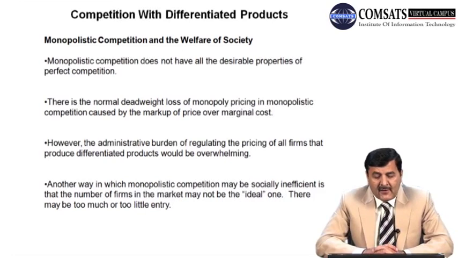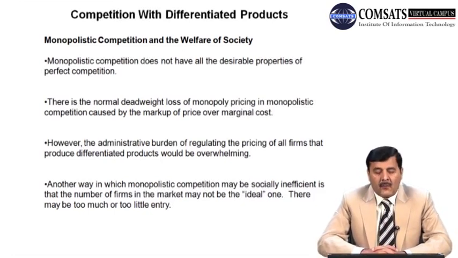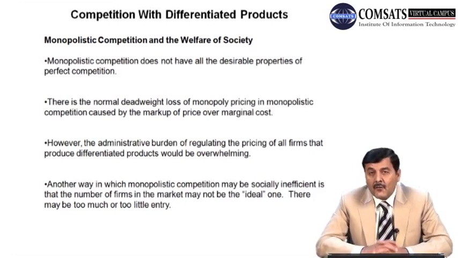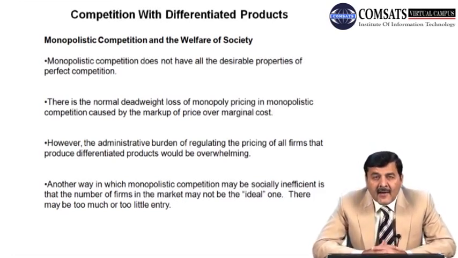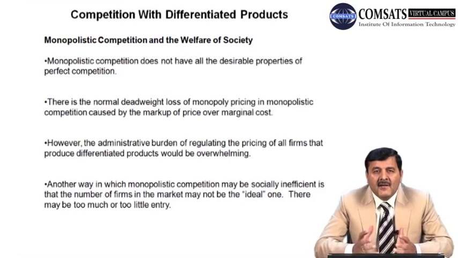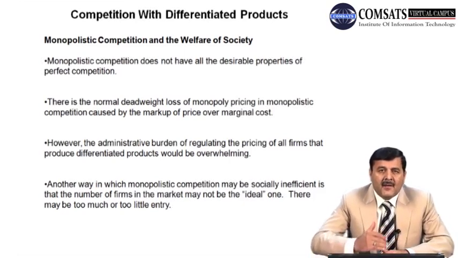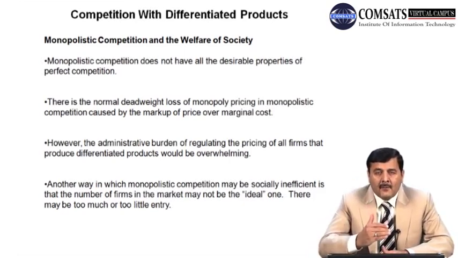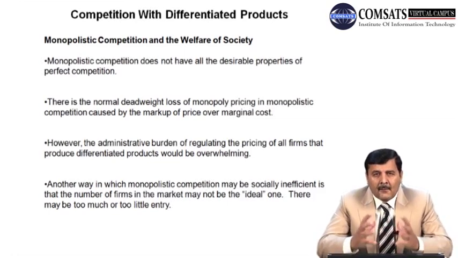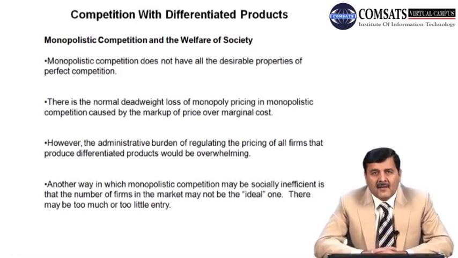However, the administrative burden of regulating the price of the firms that produce differentiated products would be overwhelming. So another way in which monopolistic competition may be socially inefficient is that the number of firms in the market may not be the ideal one. So this is another factor. आप ये नहीं कह सकते, you cannot clearly say that there are 10 firms, 50 firms. Sometimes this number is bigger, sometimes this number is smaller. So there is no ideal number of firms in case of monopolistic competition.